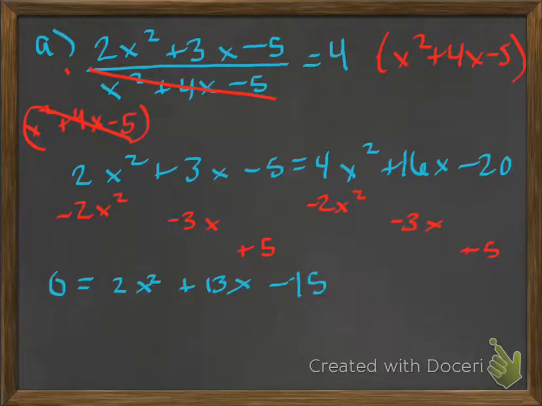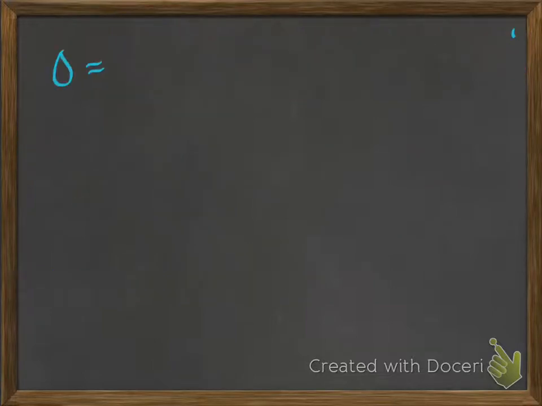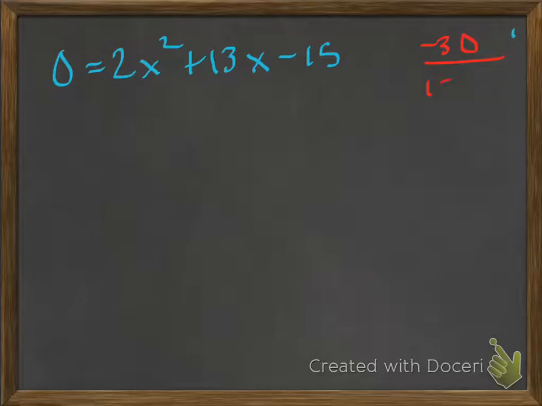So I'm going to multiply my a times c value to find the combination that adds to be b. So I'm going to flip the screen so I have more room. So we had 0 equals 2x squared plus 13x minus 15. So a times c, I'm looking for the combination that multiplies to be negative 30 and adds to be a positive 13. So the combination that we're going to use is a positive 15 and a negative 2.